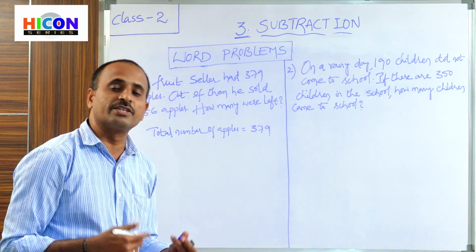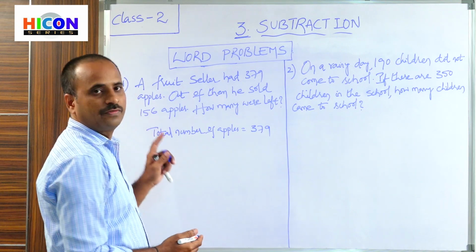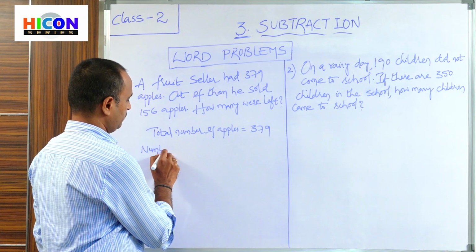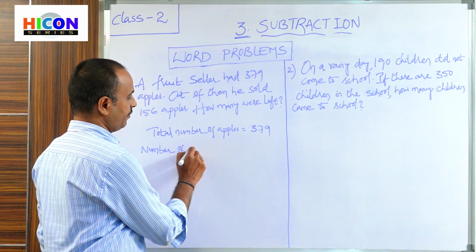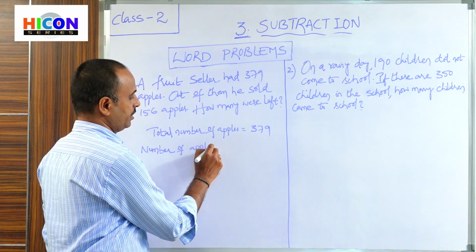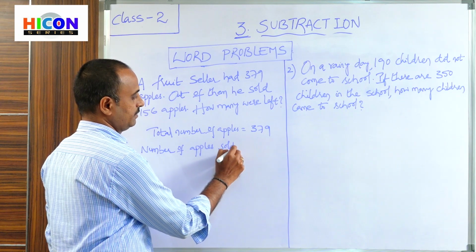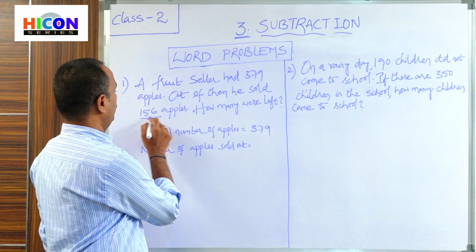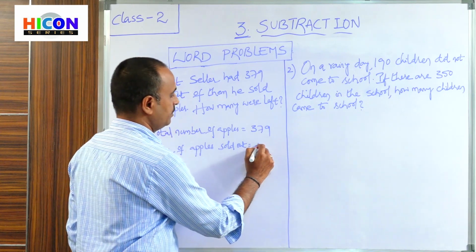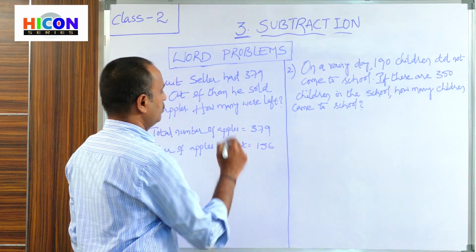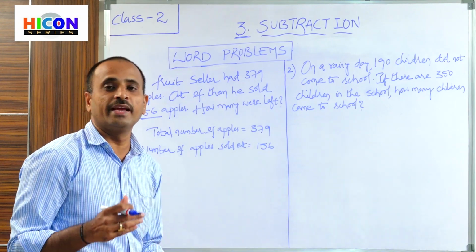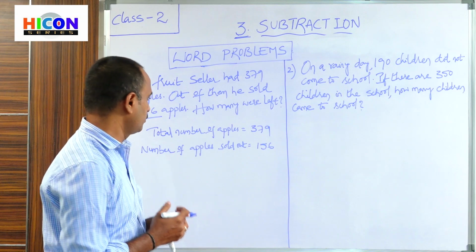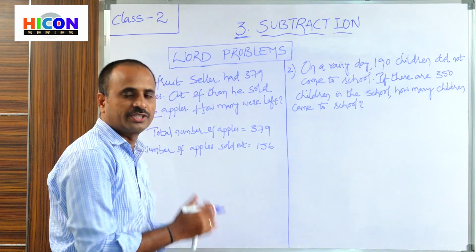And how many apples did he sell? 156. Number of apples sold out. So children, how many apples are sold out? 156 apples are sold out. So now we have to find how many apples are left with the fruit seller. So that's why we have to do subtraction here.